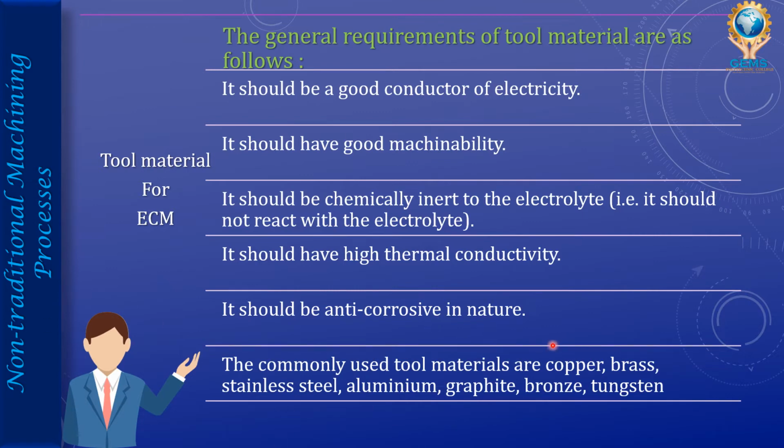The commonly used tool materials are copper, brass, stainless steel, aluminum, graphite, bronze, and tungsten. These are the general requirements of tool material for ECM. Tool material means the electrode which we are using as a cathode in the electrochemical machining process.